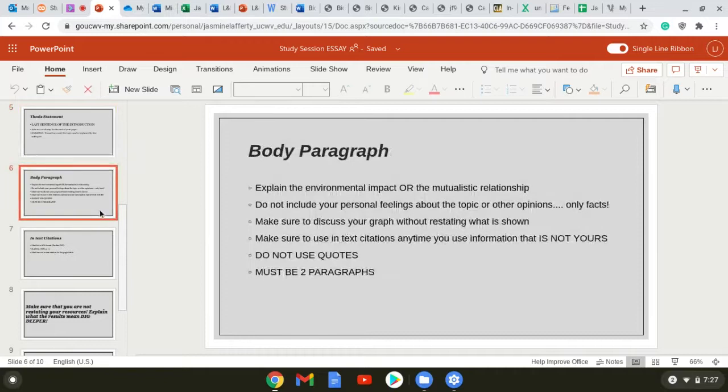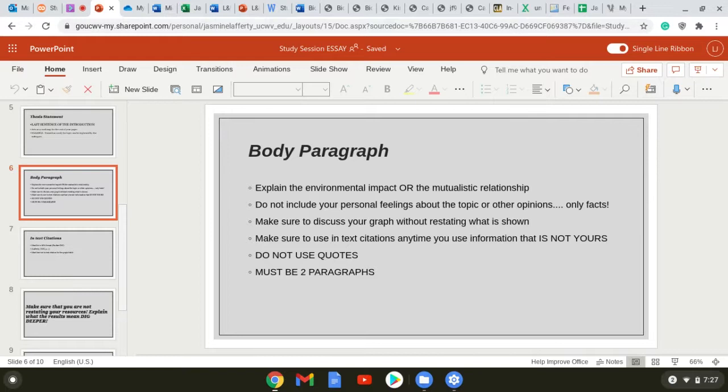Okay. So the body paragraph. I know this confuses a lot of people because it says to explain an environmental impact. If you are doing mutualism, this is where you explain your mutualistic relationship. And you can relate this to the environment. You can definitely relate it to the environment, but this is also where you would explain that main mutualistic relationship.